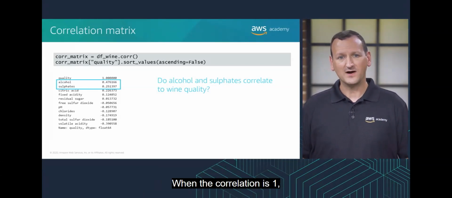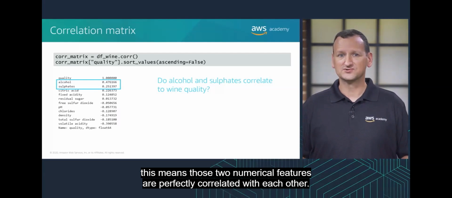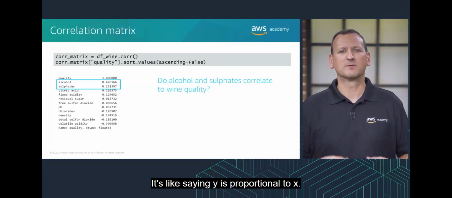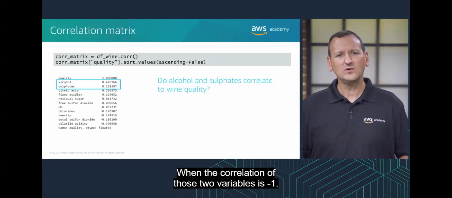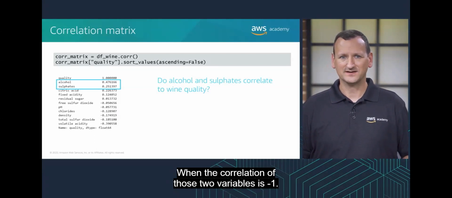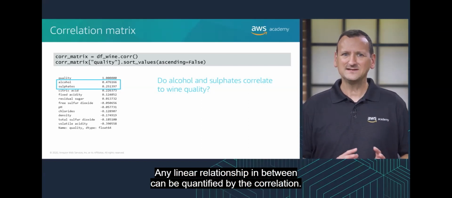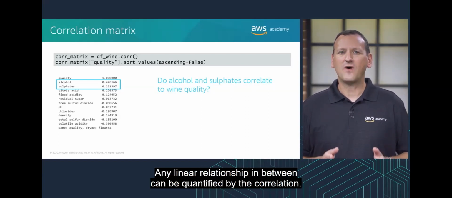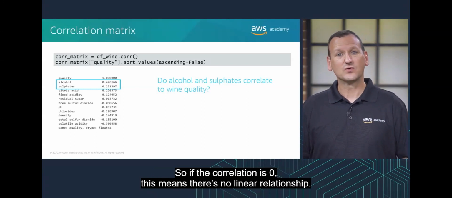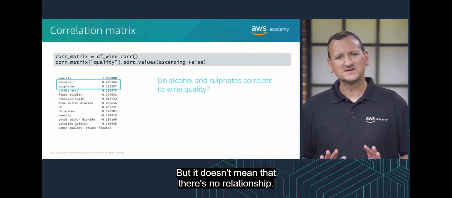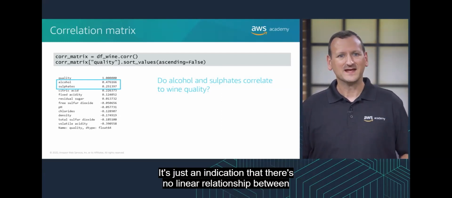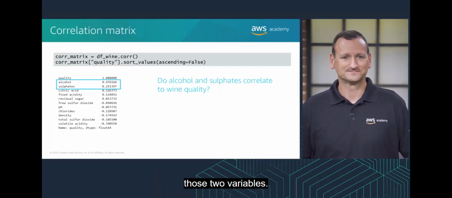When the correlation is 1, this means those 2 numerical features are perfectly correlated with each other. It's like saying y is proportional to x. When the correlation of those 2 variables is -1, it's like saying y is proportional to -x. Any linear relationship in between can be quantified by the correlation. So if the correlation is 0, this means there's no linear relationship. But it doesn't mean that there's no relationship. It's just an indication that there's no linear relationship between those 2 variables.